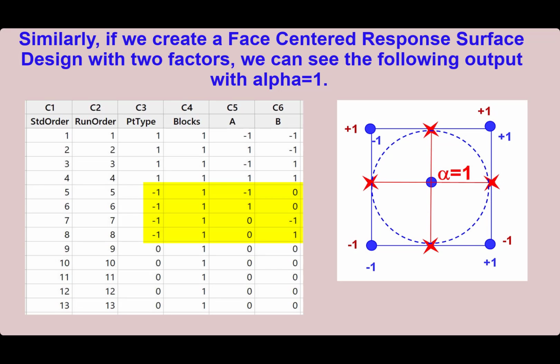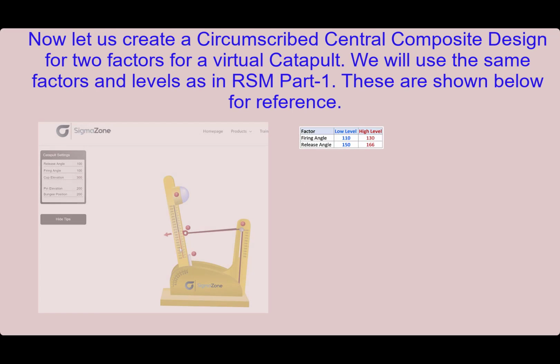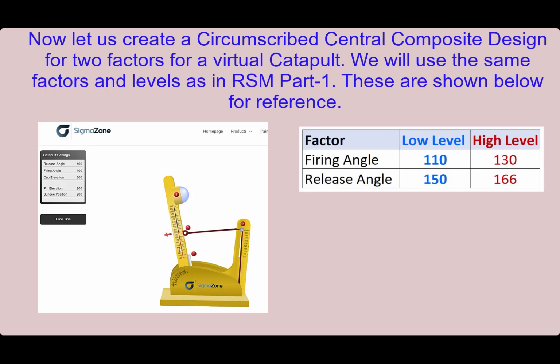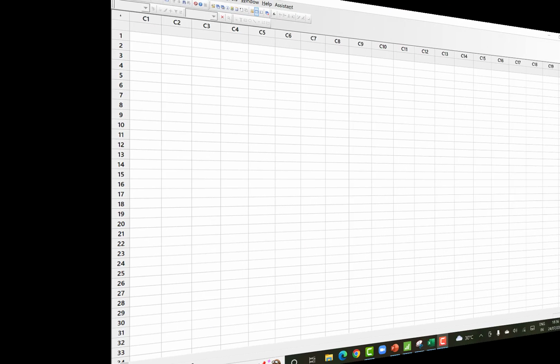Similarly, if we create a face-centered response surface design with two factors, we can see the following output with alpha equal to 1 in Minitab software. Now let us create a circumscribed central composite design for two factors for a virtual catapult. We will use the same factors and levels as in RSM Part 1 video. These are shown below for reference, but we will add axial points to that design and create a new design.